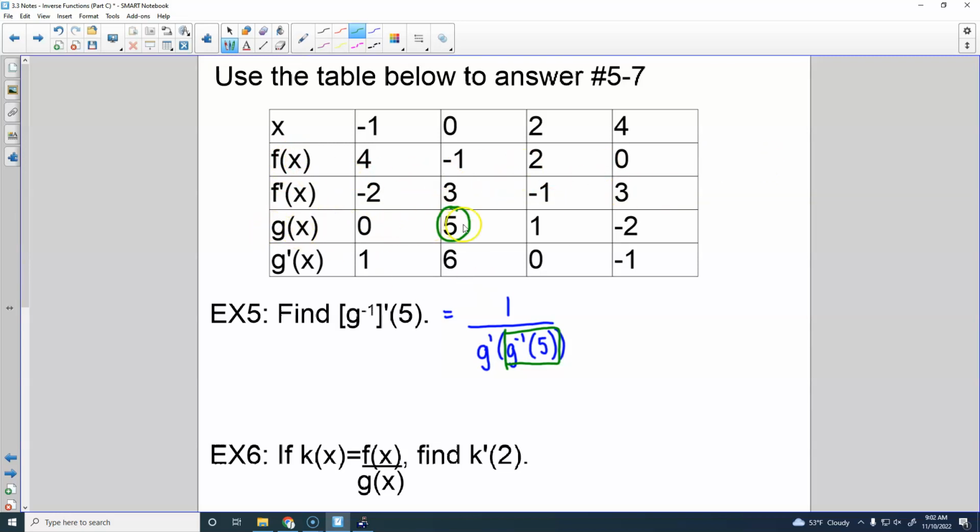So we're looking at 5. The X it goes with up here is 0. So that means we'll have 1 over G prime of 0. And Zach, what is G prime of 0? 6. So we get 1 over 6 here. So that takes this back down. G prime of 0 is 6.